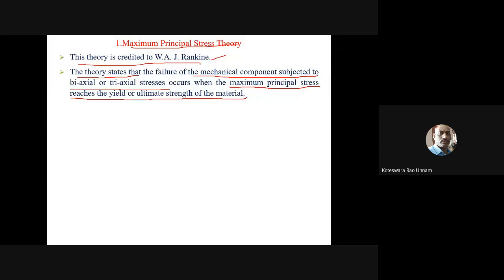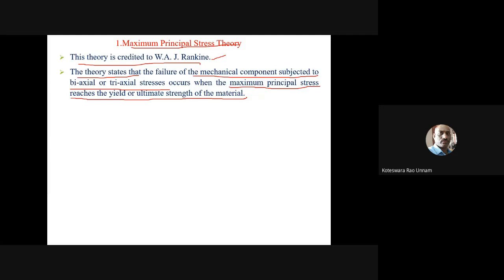So when a component is subjected to a combination of loads, I need to compute the magnitude of the principal stresses in the component. If it is a triaxial state of stress, you have three principal stresses, that is sigma 1, sigma 2 and sigma 3. If it is a biaxial state of stress, there are only two principal stresses, sigma 1 and sigma 2. Generally, we take sigma 1 as the highest, then sigma 2, then sigma 3. So you arrange all the principal stresses in descending order: first the highest one, then the next highest, then the lowest one.